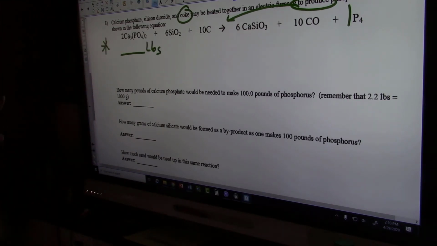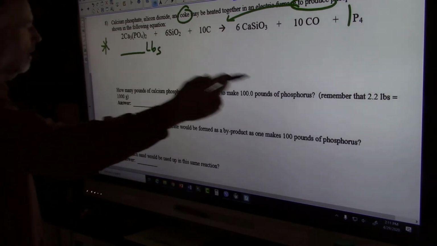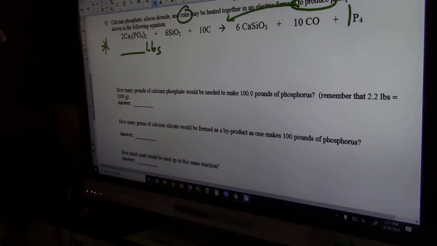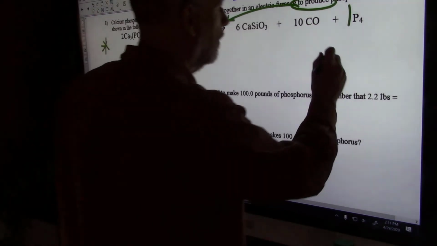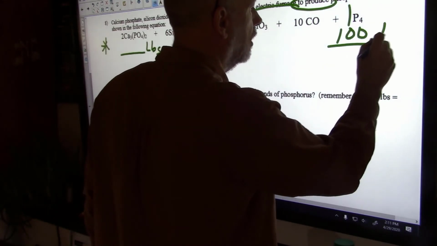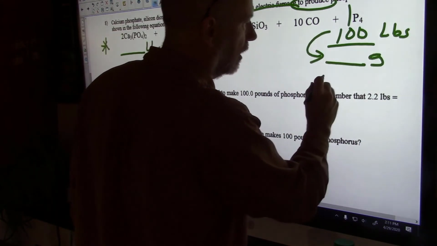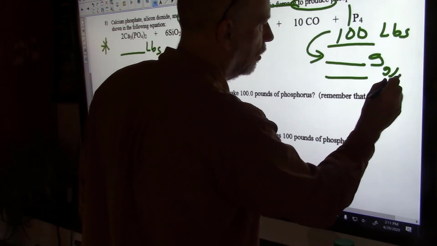I need to do it in the metric system and then switch it to pounds at the end. 454 grams in a pound. 2.2 pounds is the same as 1,000 grams. You can use that. How many pounds of calcium phosphate would be needed to make 100 pounds of phosphorus? All right, so I want to make 100 lbs. Switch it to grams. Use your molar mass, grams per mole.